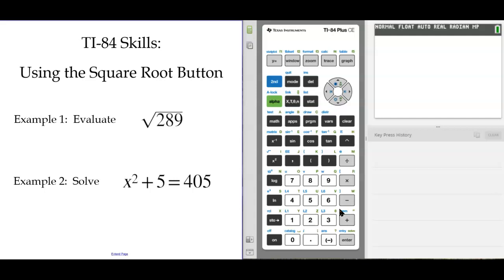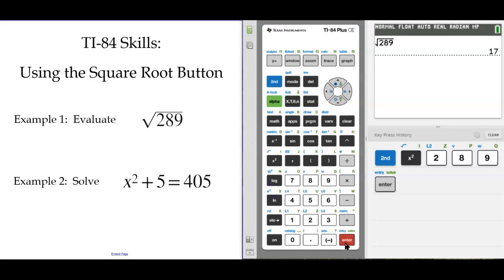So the first thing I'm going to do is find the square root tool. I'm going to hit the second button that was up here in the corner, and then this x squared button. Because that square root symbol is blue up above that button, that's what tells me I'm going to need to use the second key in order to get to it. So second, and then the x squared button gives me my square root symbol, and now all I have to do is type 289 underneath there and hit enter.